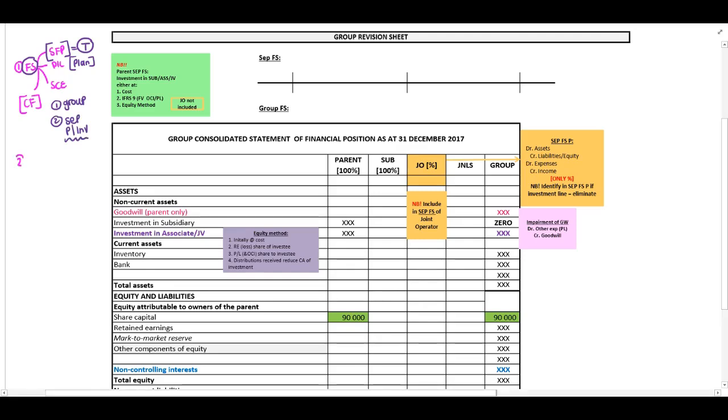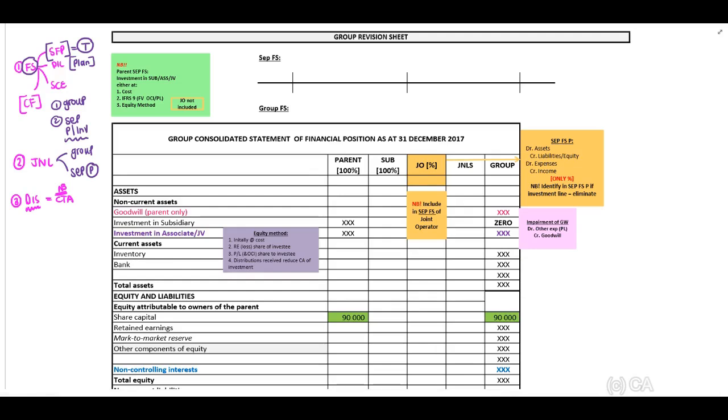The second type of questions, journals, extremely important guys. Again, this can either be your group journals or your separate journals of your parent or your investor or any of these other entities in the group. And then third, discussion questions. I promise you, on a CTA level, this is extremely important. Therefore, when you study, talk to yourself, explain to yourself debits, credits, and so forth. Explain to yourself the principles.